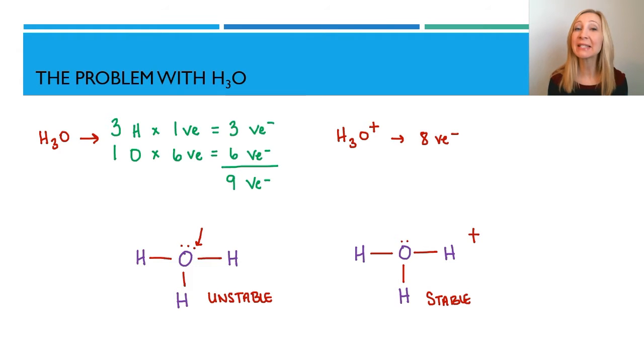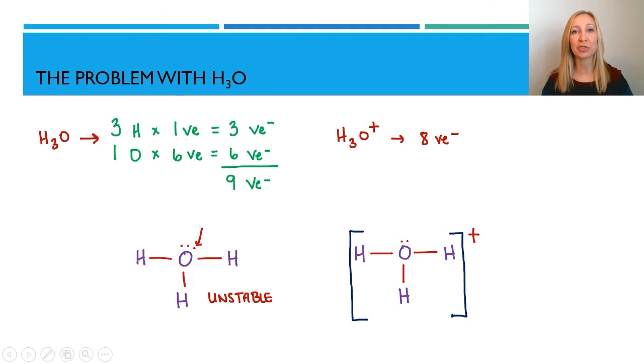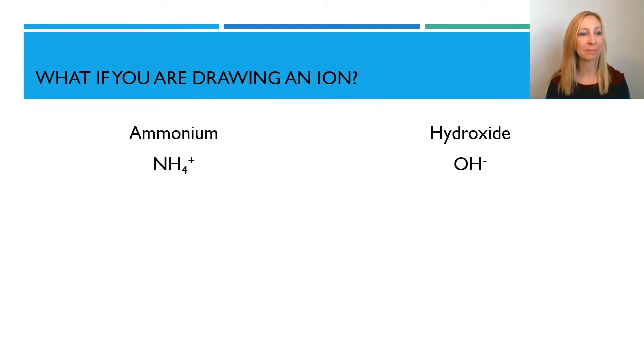Now, when we represent covalently bonded ions, we put brackets around the covalently bonded portion and put the charge on the outside of the brackets. This is just standard notation for drawing Lewis structures of polyatomic ions. Now let's practice by drawing these polyatomic ions. So we're given ammonium here, which is NH4+.